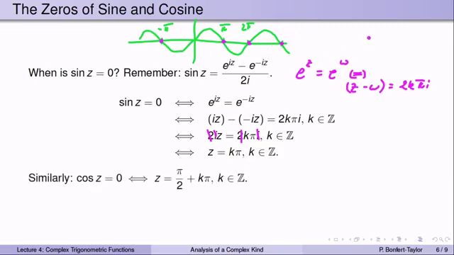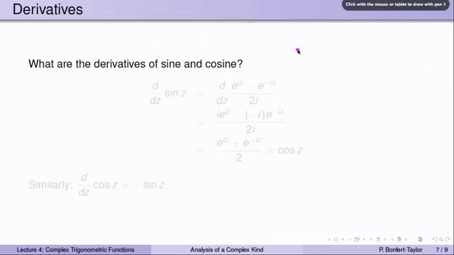Similarly, we can show that the cosine function is 0 only when the real valued cosine function was 0, namely at the points pi over 2 plus k pi, where k is an integer. Now we showed that the sine and cosine functions are analytic functions, so they must have derivatives.